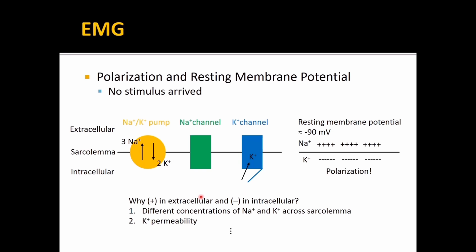Then why do we have plus ions in the extracellular space and minus ions in the intracellular space? There are multiple reasons here, but just take a look at two primary ones. We have a different concentration of sodium and potassium across this membrane, and due to the potassium permeability, we get plus ions in the extracellular space and minus ions in the intracellular space.